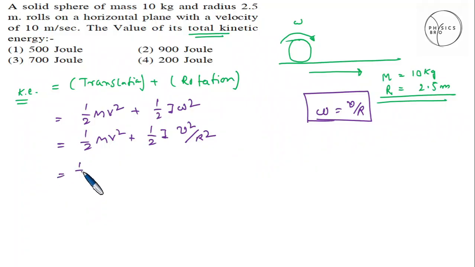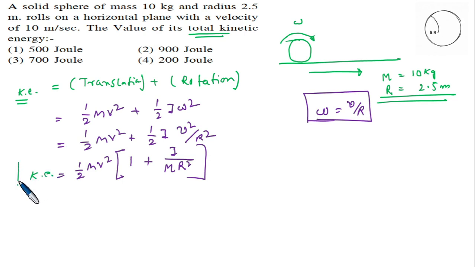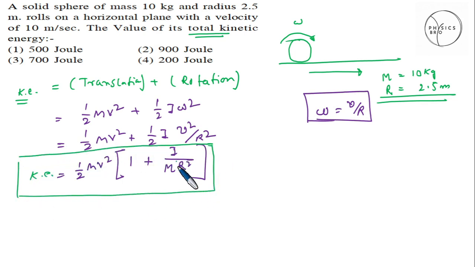I am taking half mv square out of the box. Where is the box? This is the box. So this is 1 plus I by m r square. I have taken an extra m from here, so we have to divide by it. Okay, this is our total kinetic energy. So you have to remember the formula also, that this is our total kinetic energy, and when you are asked, if you remember this, just put I and you are done.